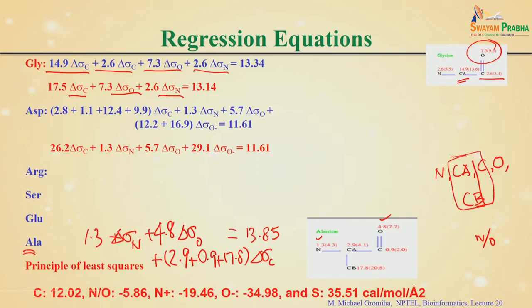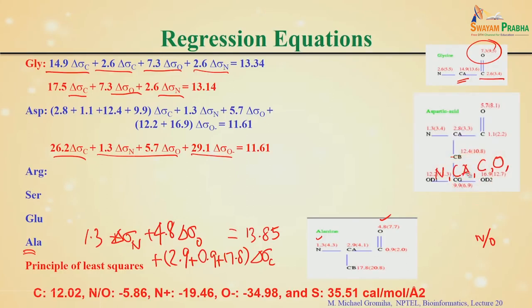If you go with aspartic acid, how many groups do you have? Five. You can see the C, and N and O we can combine together, and there is O minus. What is O minus? The negative charge. You can see this in aspartic acid. Here you can see OD1 and OD2, which are 12.2 and 16.9. You can add up these two, so you get 21.1. So you get 20 different equations.